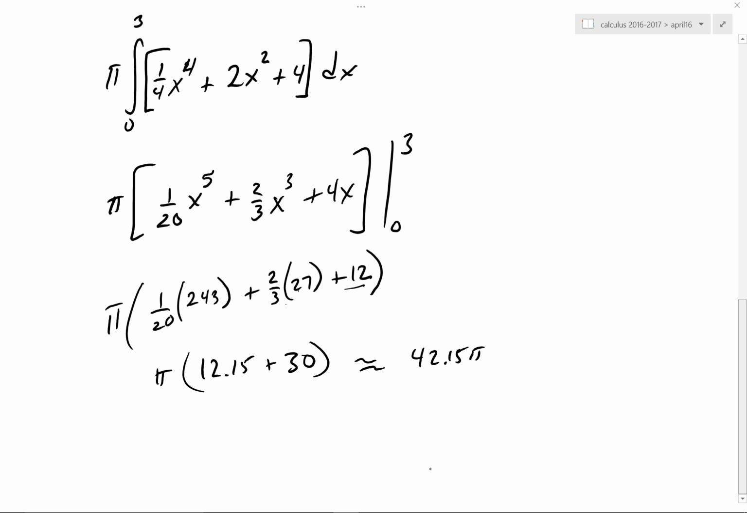Am I right? So what, 42.15, which is 130-ish? Yeah, it's 132.42. Nice. 132.42. That's pretty good. Mr. Grimm, units cubed, of course, because it's volume. Nice.